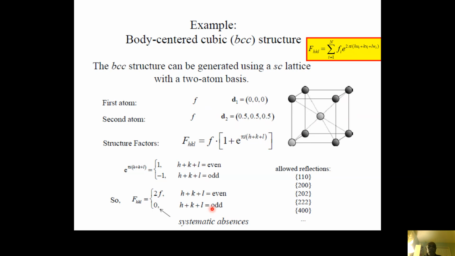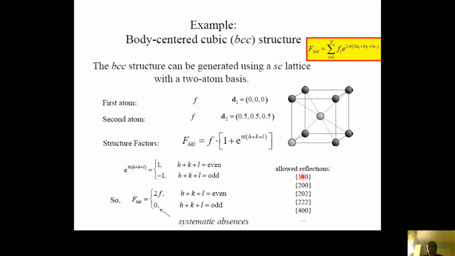Now you can see that these indices represent the lattice planes, the Miller indices. If the sum of these 3 is even, you get a finite value, but if it is odd, you get 0. That means you will never get a diffraction pattern from planes where the sum of these 3 indices is odd. We call these systematic absences. So if we have a BCC structure, you only get reflections from planes where the sum should be even.